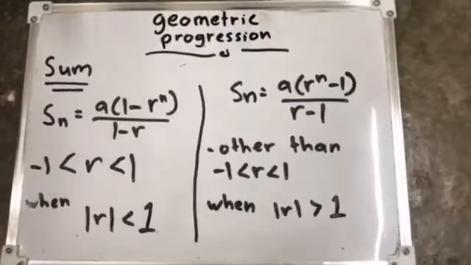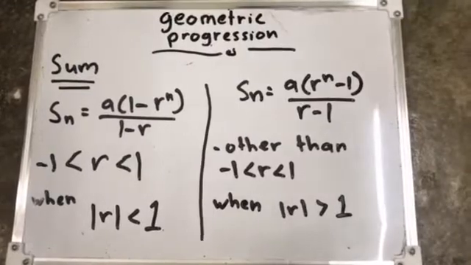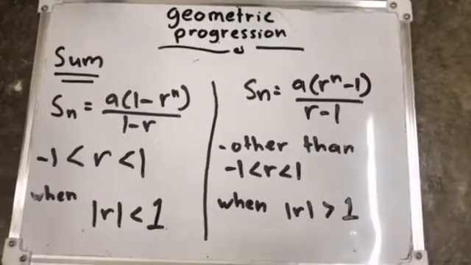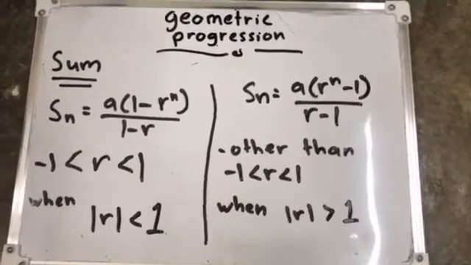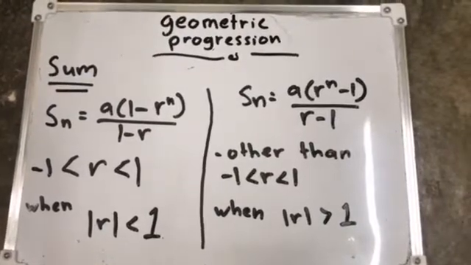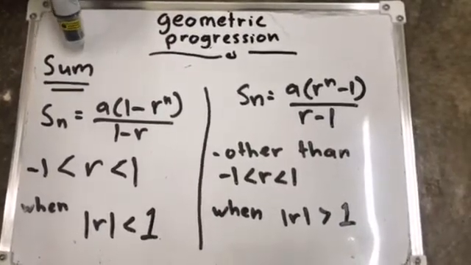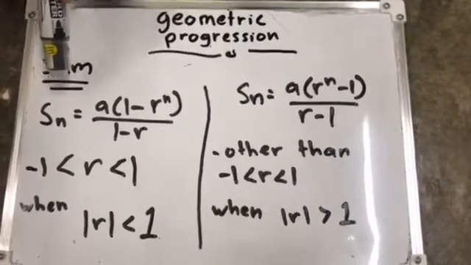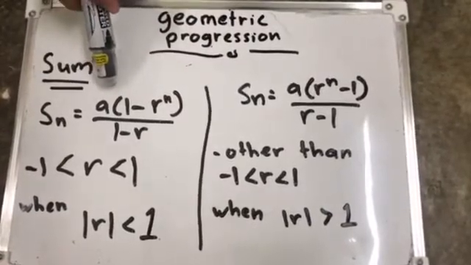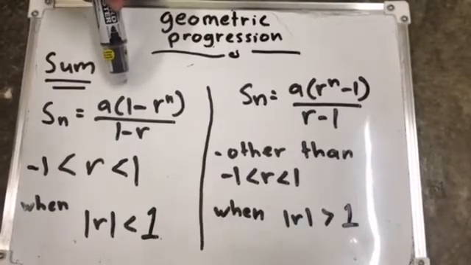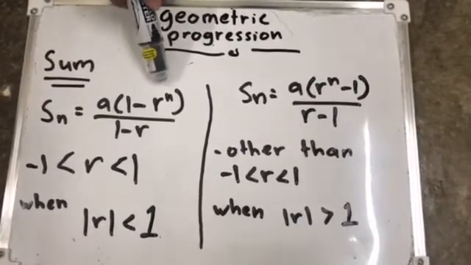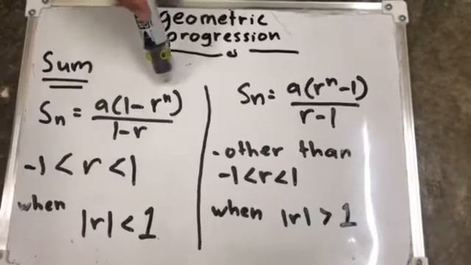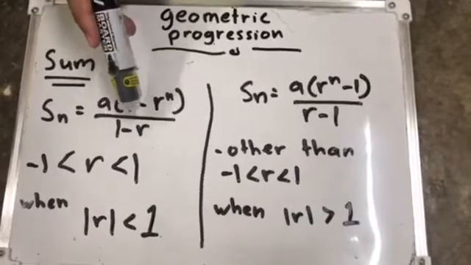Now, we will move on to the sum of geometric progression. It's a bit different from the arithmetic progression calculation of the sum. So, for the sum of geometric progression, we have 2 formulas. The first one is Sn equals a, our first term, times 1 minus r to the power of n, over 1 minus r. The r is our common ratio.